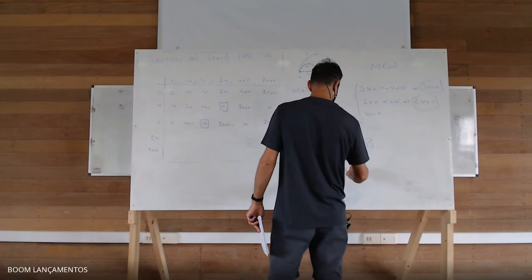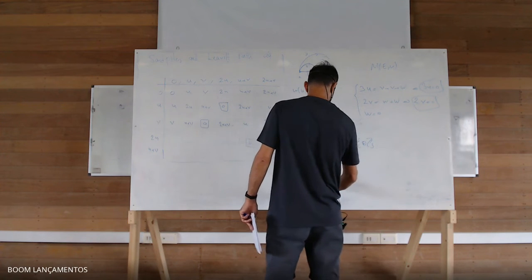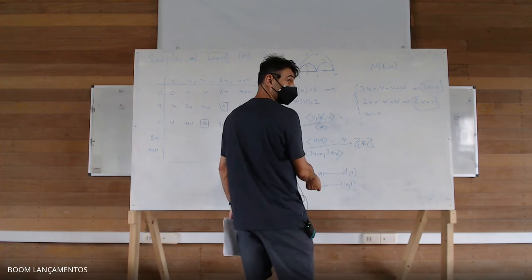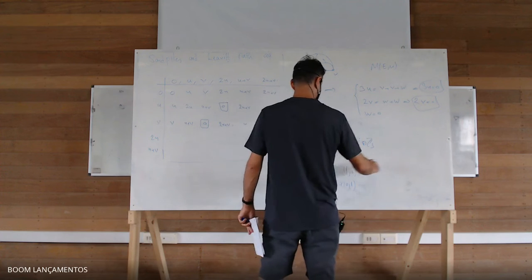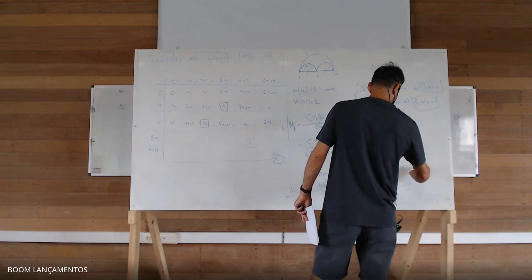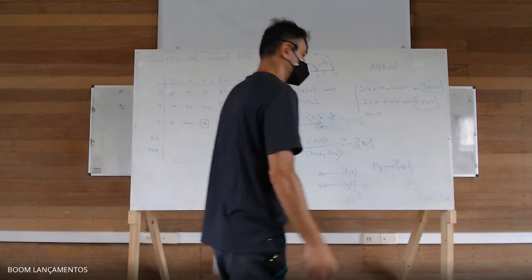I said U to 1, 0 and V to 0, 1. I just make sure that this works. This is working. So you have a monoid homomorphism from ME to here already. And then I have to show that it's injective and surjective.